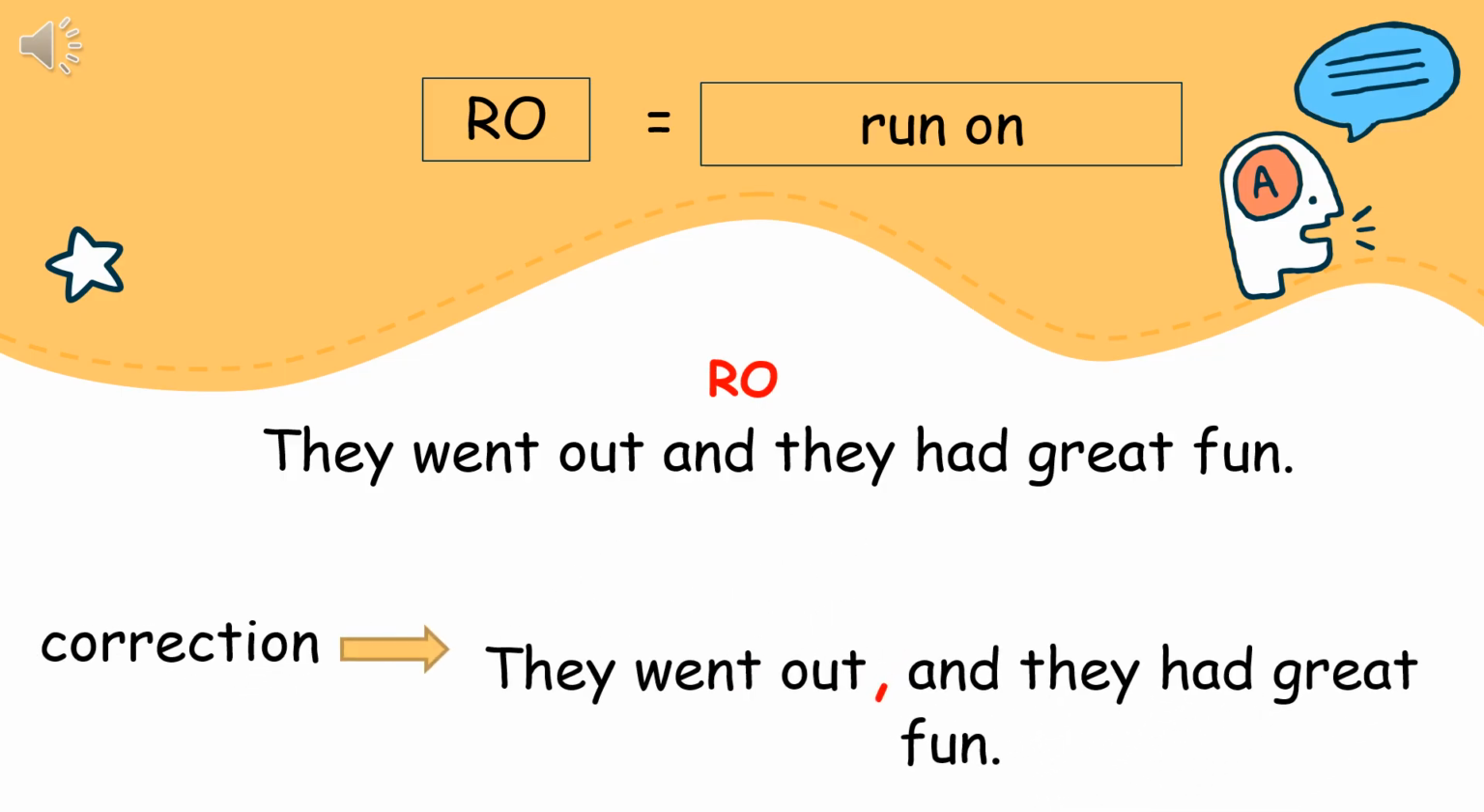The next proofreading symbol is RO, which means run-on. That is, you have to add a comma before the conjunction that is used to combine the two sentences. For example, in the following sentence, there are two sentences combined by one of the fanboys without a comma. That's why there is the RO proofreading symbol above it. Therefore, it should be written correctly by adding a comma before the conjunction.